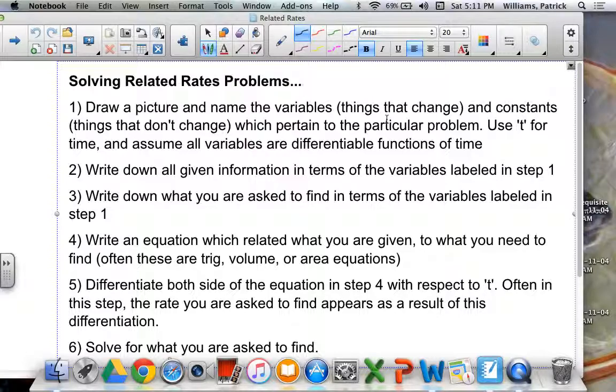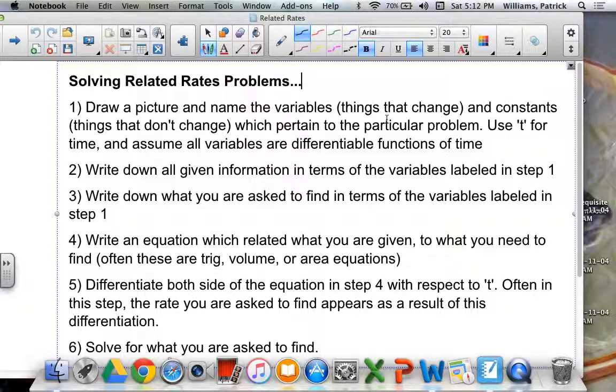You're always going to use t for time and assume all variables are differentiable functions of time unless they're constants. Then they're just constants. Then you write down all the information you were given in a problem. Remember, we always did that once we drew our picture. Then you write down what you're asked to find in terms of those variables. Then you do that big crucial step where you find the equation that relates the variables that you have to the variables that you want. And then after that, it's strictly mechanical.